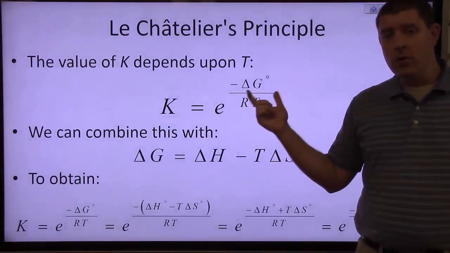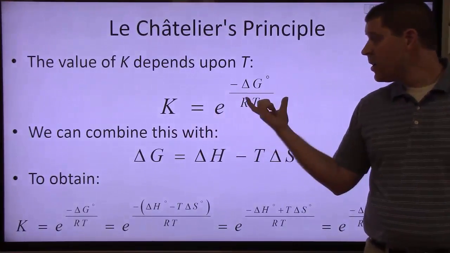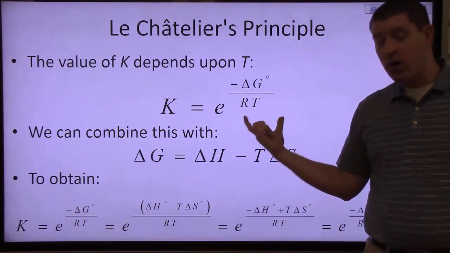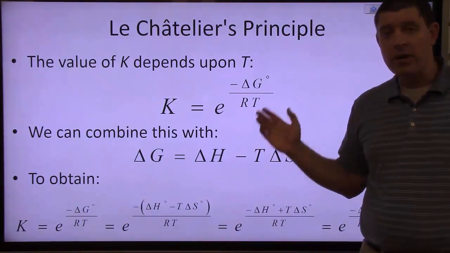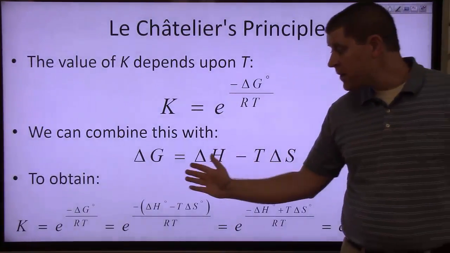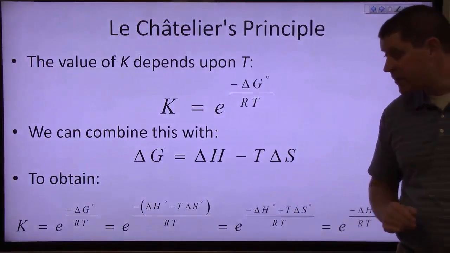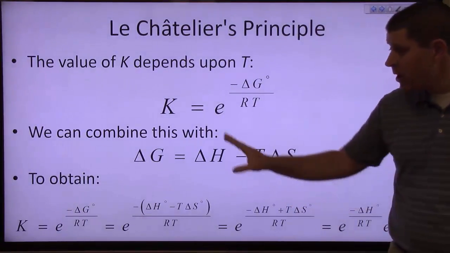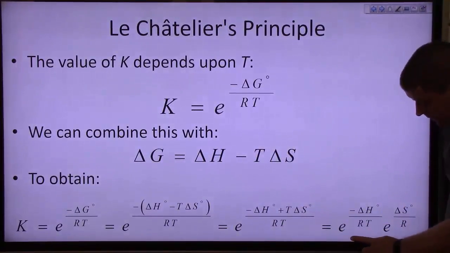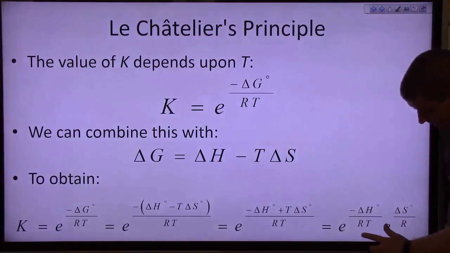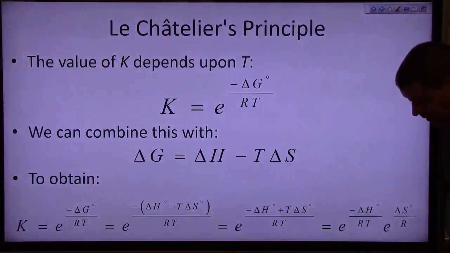Now, the value of the equilibrium constant K depends upon the temperature. Remember that K is equal to e raised to the negative delta G naught divided by RT. That temperature there is in the denominator of our exponent. Now we can combine this top expression with our definition of delta G. Remember, delta G is equal to delta H minus T delta S. That's at constant temperature, of course. If we combine those two and do some math, we eventually get that our equilibrium constant K is equal to e raised to the negative delta H naught divided by RT, times e raised to the delta S naught divided by R.